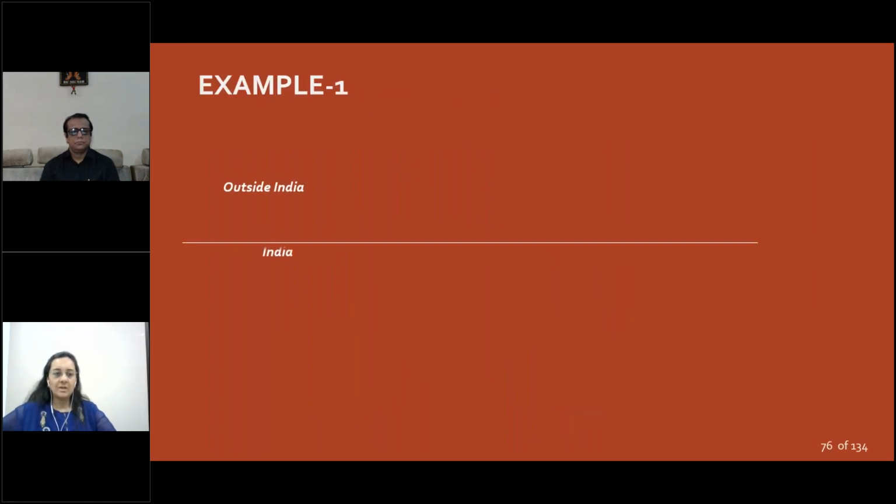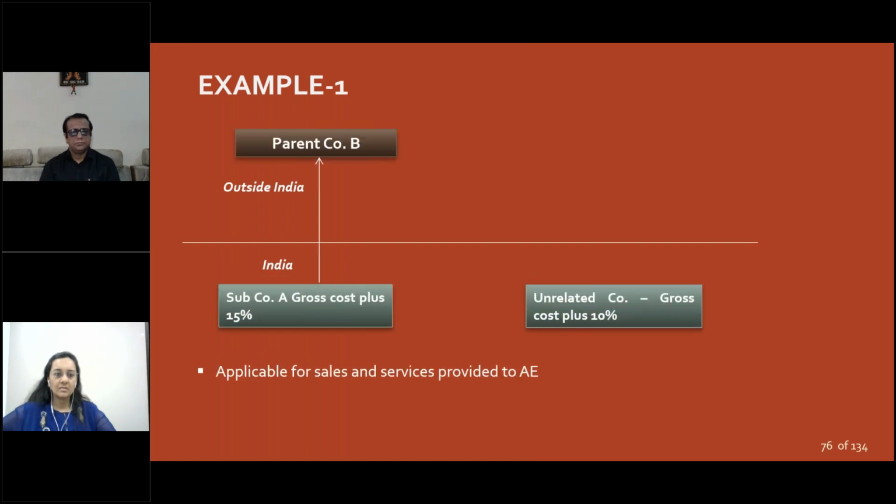So I have here a CPM example also. This is a simple one where a subsidiary earns a gross profit margin of 15%, and there's another related company that earns a gross profit margin of 10%. Here, obviously, because the gross profit margin is higher for subsidiary A, it's at arm's length.